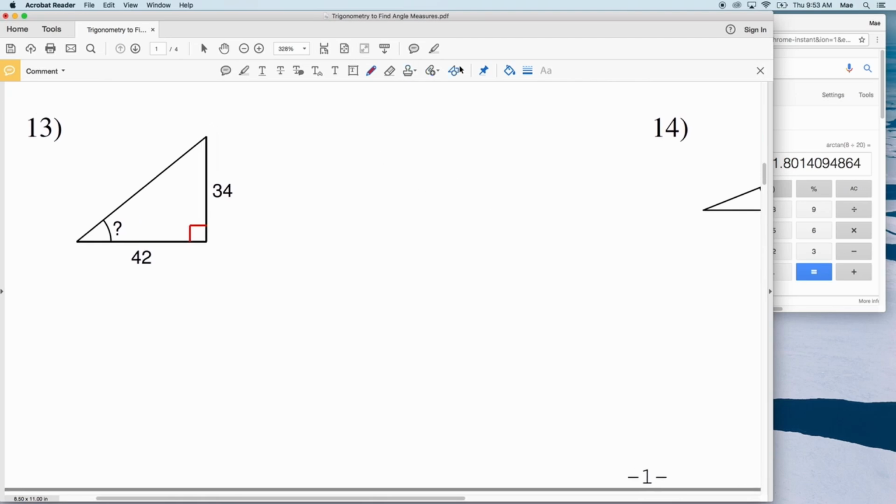In number 13, again, the only thing we're lacking is this hypotenuse, so we know we're going to use tangent. Let's go ahead and call this angle B. So the tangent of B is going to be equal to the opposite, which is 34, over the adjacent, which is 42.